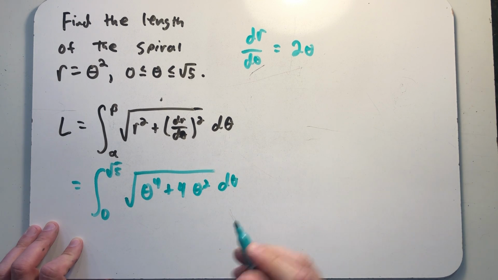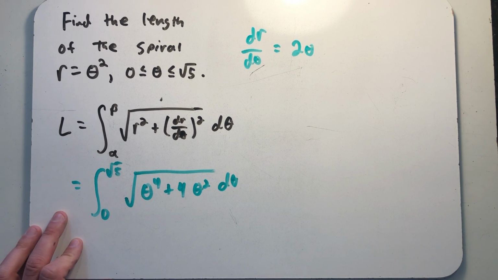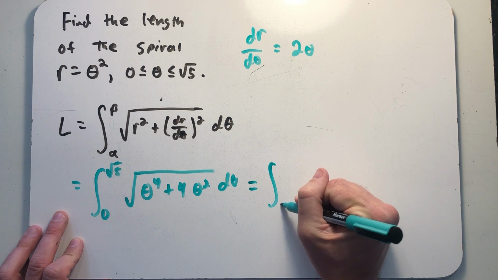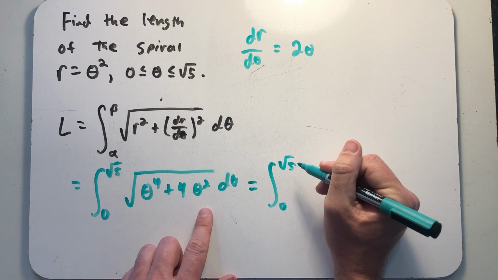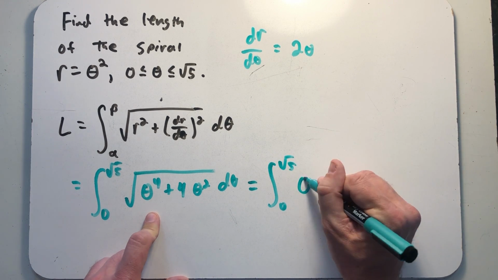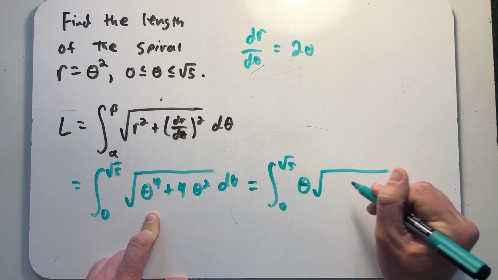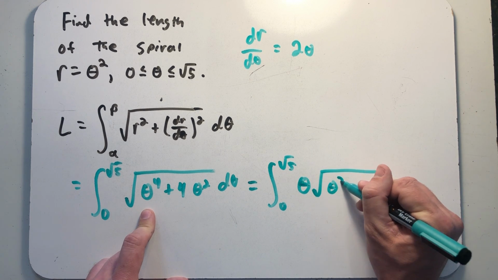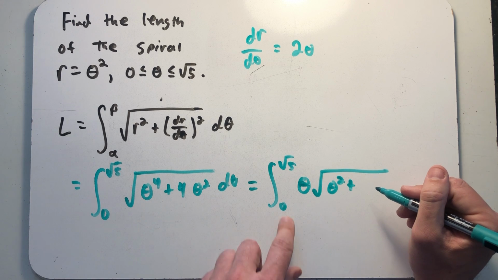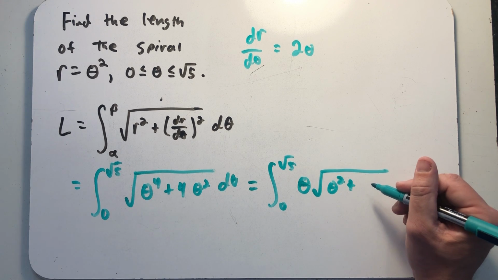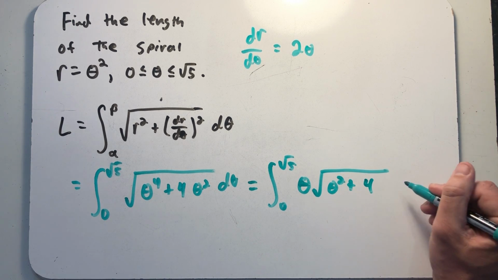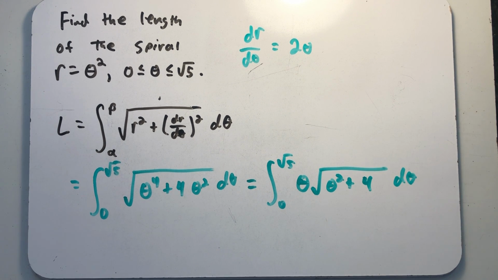And we're integrating with respect to theta. All right, well, we can simplify under that radical a little bit by factoring out a theta squared. Taking a square root will give us theta. Technically, I need to remember that that should be, or really is, the absolute value of theta, but with theta being between 0 and root 5, everything is okay. All right, and now a d theta there on the end.